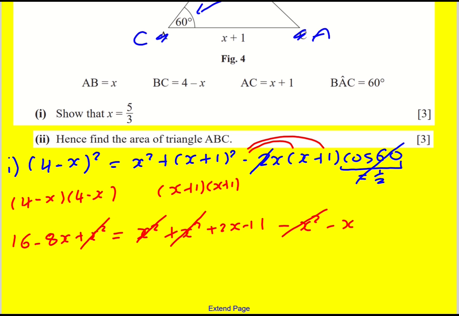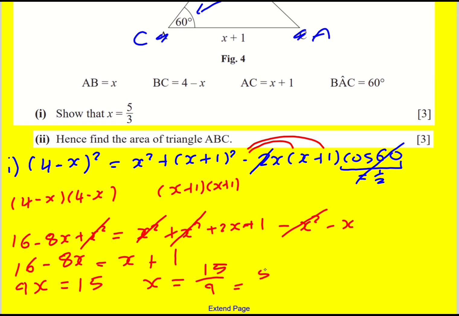Go straight for it. So 16 minus 8x is going to equal x plus 1. Therefore, 9x is equal to 15. x is equal to 15 over 9. Divide top and bottom by 3. Gives me our answer of 5 over 3. Brilliant. Okay, it's nice that the algebra just cancels. The complicated bit is, of course, applying the cosine rule, doing all that, expanding.